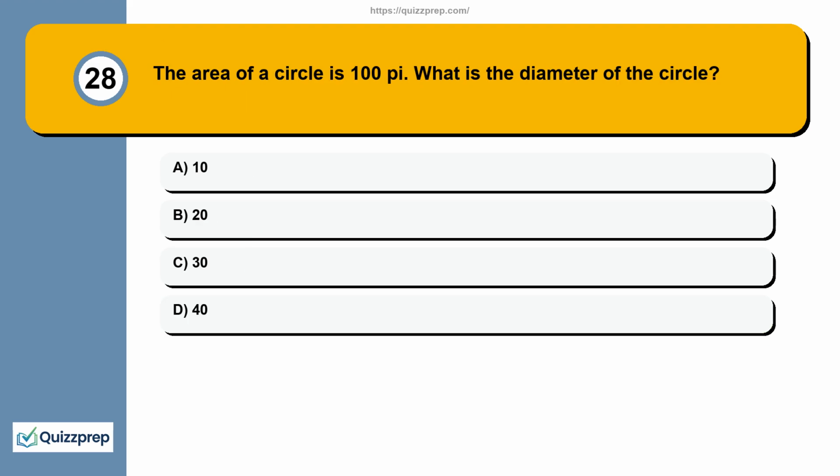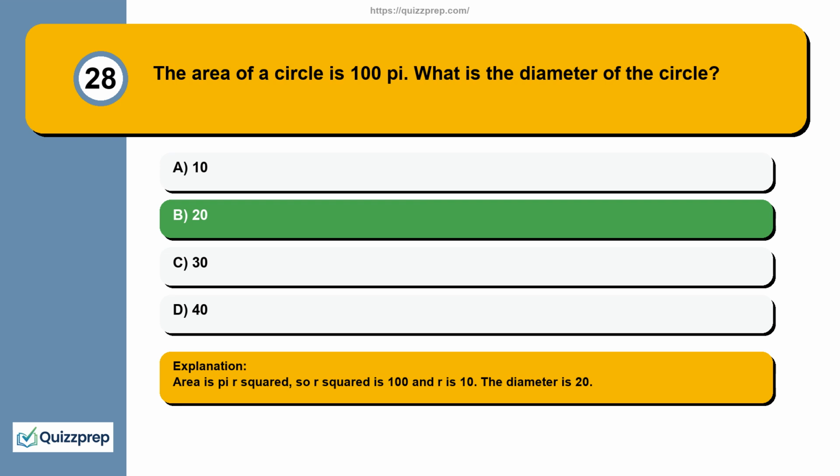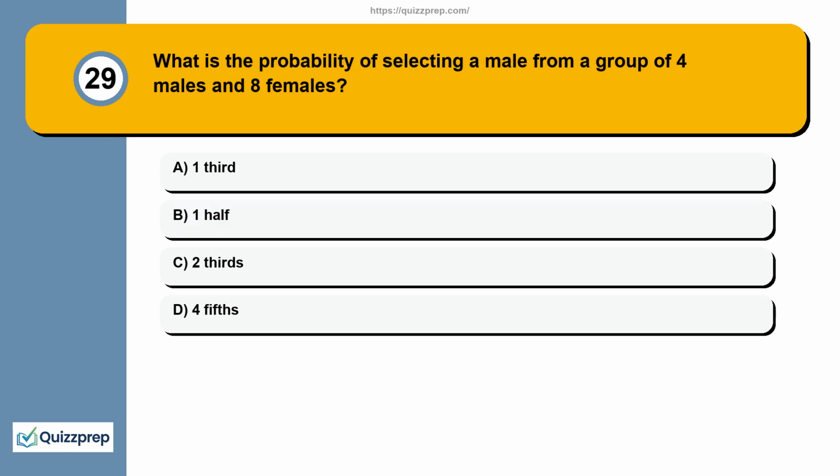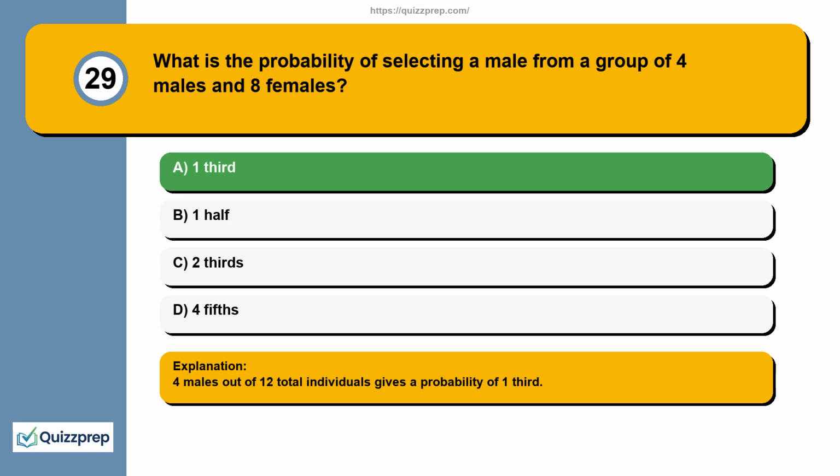Question 28. The area of a circle is 100 pi. What is the diameter of the circle? 10, 20, 30, 40. Area is pi r squared, so r squared is 100 and r is 10. The diameter is 20. Question 29. What is the probability of selecting a male from a group of 4 males and 8 females? 1/3, 1/2, 2/3, 4/5. 4 males out of 12 total individuals gives a probability of 1/3.